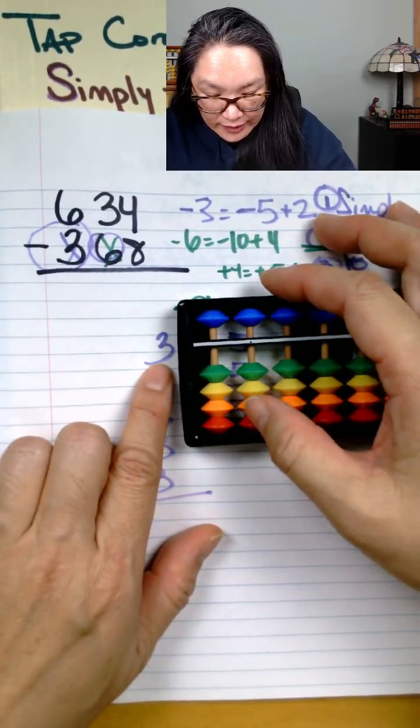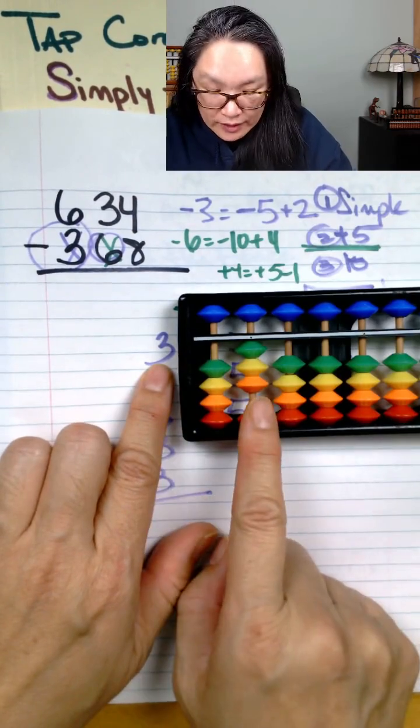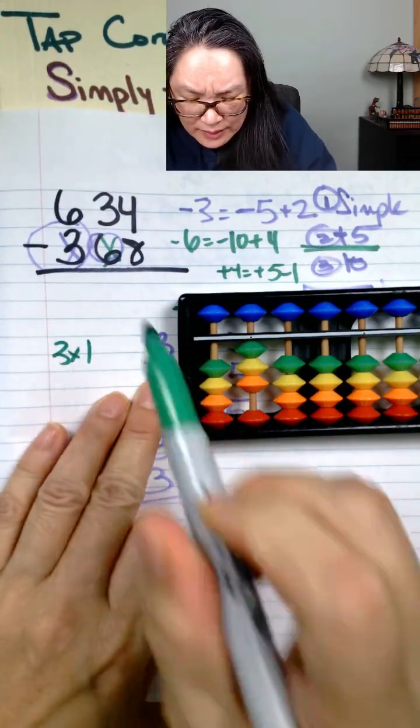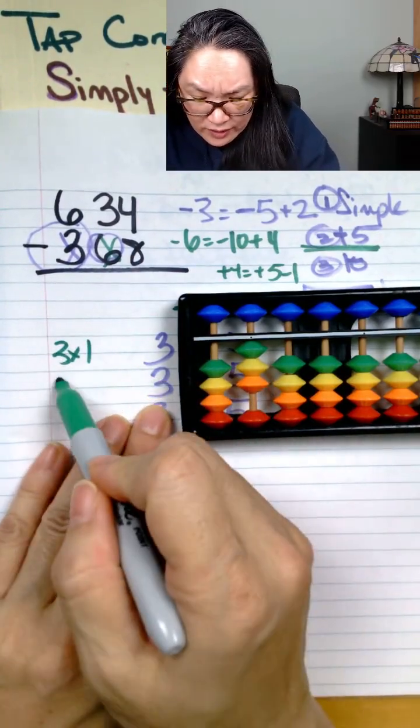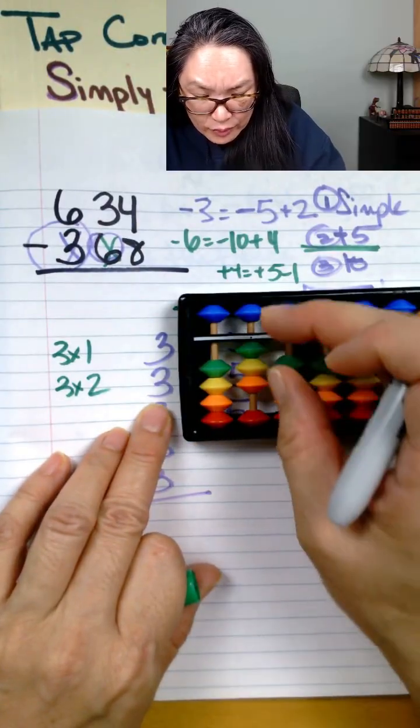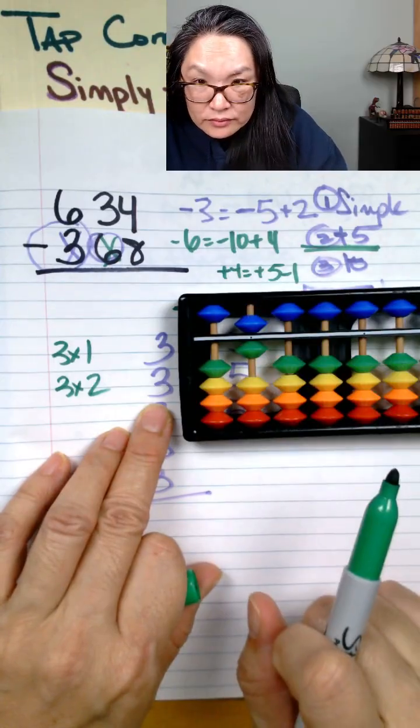So we have 3, right? I'm going to add the 3. So this is 3 plus 1, 3 times 1, right? We have to memorize the times table. So then we have this, right? 3 times 2. Add another 3. How do I add a 3? You plus the 5 minus the 2, right?